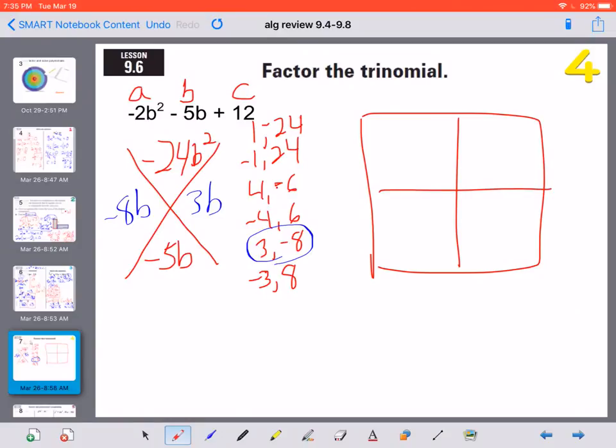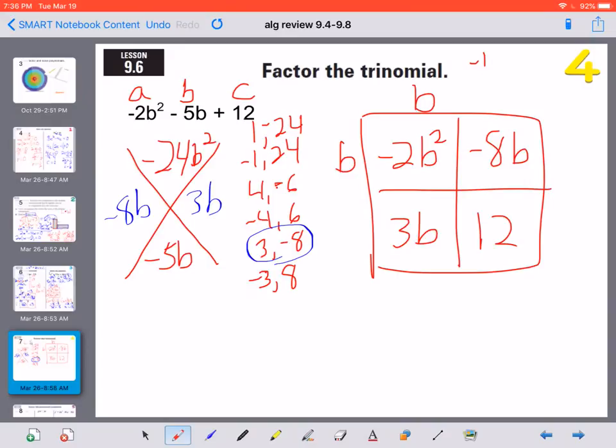Alright, so this time A is going to be negative 2b squared. C is 12, negative 8b, and a positive 3b. Now, this is where it gets a little bit trickier. What we need are numbers that are going to multiply to all of these. So I know that at least I need a b here and a b here, because 8 has a b on it and 3 has a b on it. Now the only two things that can get to negative 2 are negative 1 and 2, or 1 and negative 2.